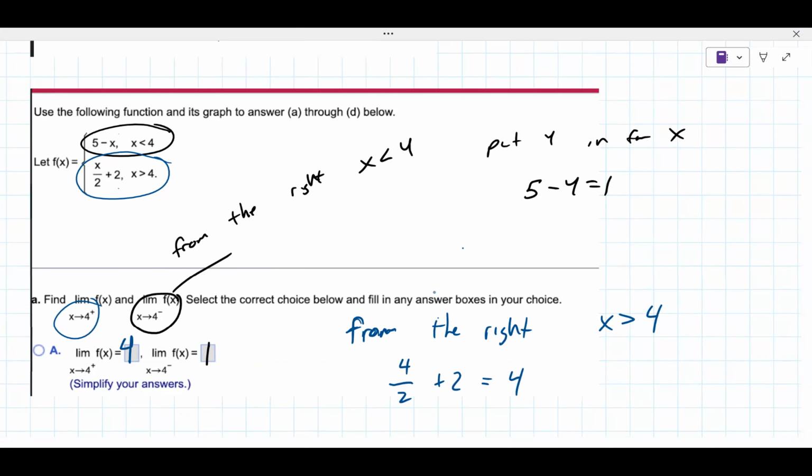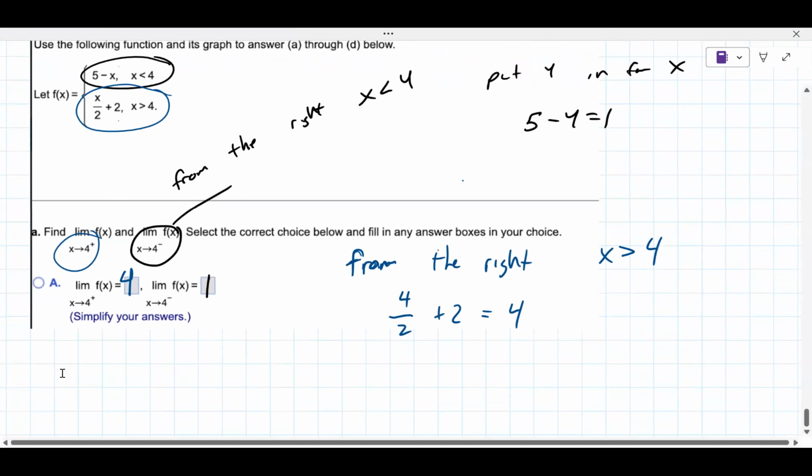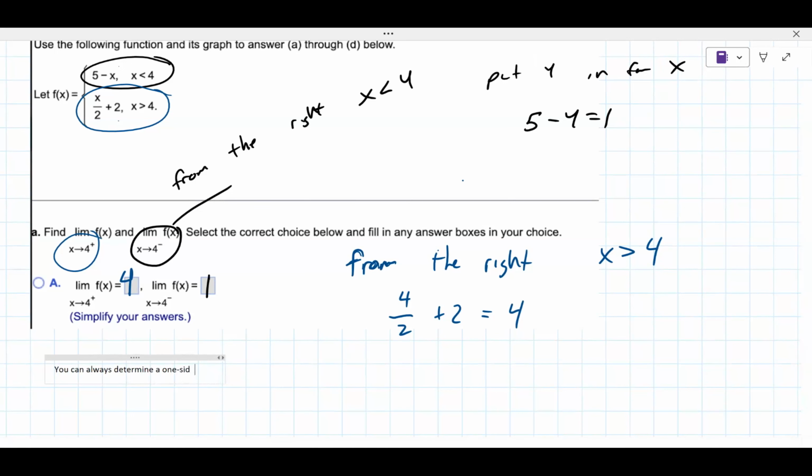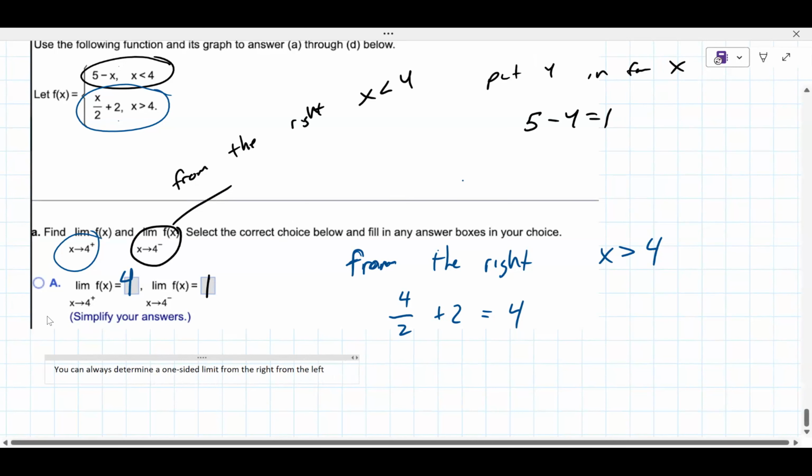So here's something key, and I'm going to just type this, because it's something that you should really take away from this part of the course: you can always determine a one-sided limit. So that means from the right, from the left. Meaning like B is not even a reasonable answer because you can always find it from the left, from the right.